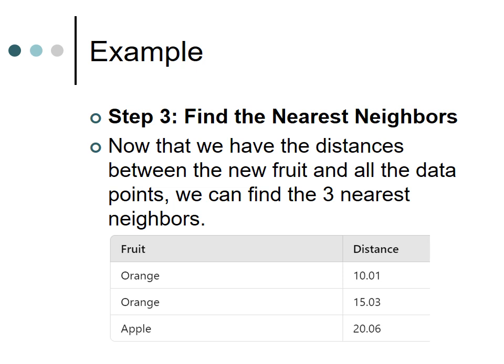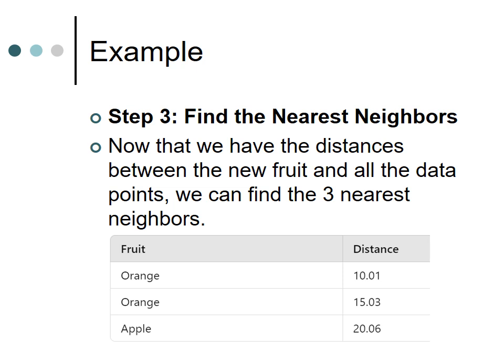Now the step is to find the nearest neighbors. So we will select three instances from our dataset that have the minimum distance from the new fruit. So the three instances are as follows: orange 10, orange 15.03, and apple 20.03. So we have shortlisted the three closest points to the new data point.